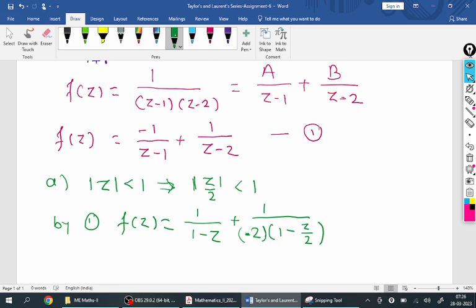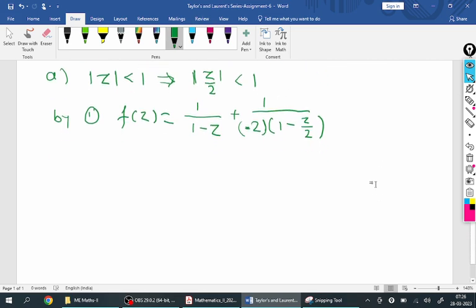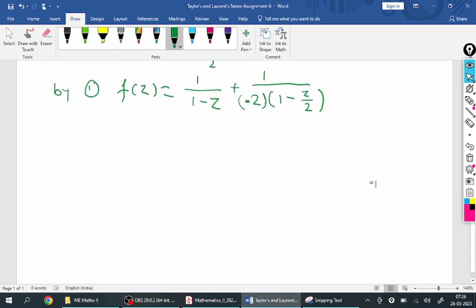Same thing, it is 1 upon 1 minus r, that is z by 2. So mod r is less than 1. So at both the places we can now apply that formula, that is 1 upon 1 minus r is 1 plus r plus r square and so on. So the next step, just the standard formula that we saw at the beginning.